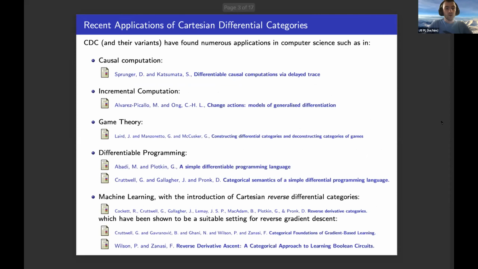And probably the coolest thing and the most recent thing is applications of CDCs to machine learning with the recent introduction of these things called Cartesian reverse differential categories, which have been shown to be a suitable setting for reverse gradient descent. And I believe someone tomorrow will talk more about this.